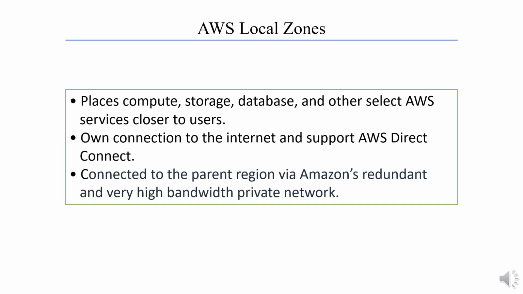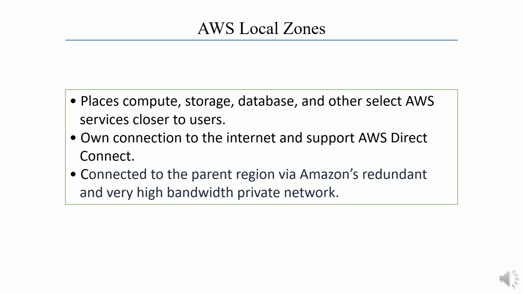AWS Local Zone is a type of infrastructure deployment that places compute, storage, database, and other select AWS services close to large population and industry centers. AWS Local Zones have their own connection to the internet and support AWS Direct Connect. You can use select AWS services like compute and storage services closer to more end users, providing them very low latency access to the applications running locally.